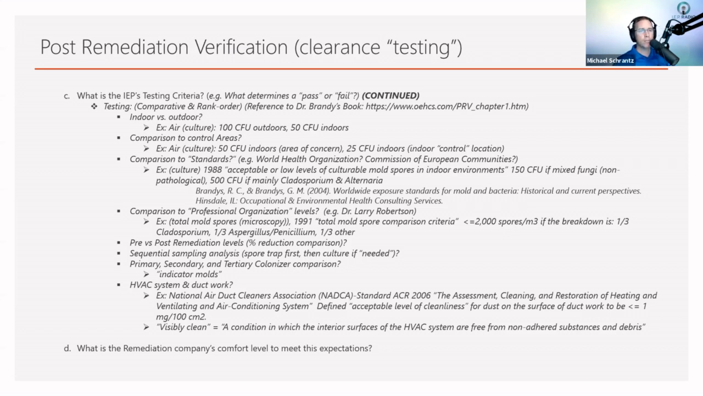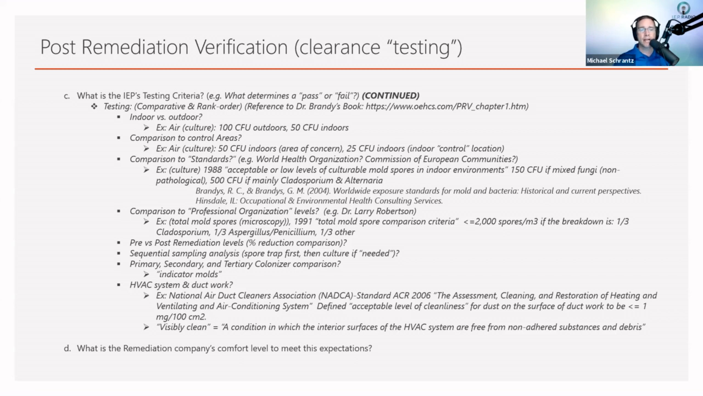There's also comparison of data against data collected from professionals such as Dr. Larry Robertson, who worked with the state of Texas back in 1991, had come up with this mold spore criteria, which basically said that in an air sample, it needed to be less than or equal to 2,000 spores per cubic meter if the breakdown was 1/3 Cladosporium, 1/3 combination of Aspergillus-Penicillium species, and 1/3 other. So again, crude measurement, but it was something that stuck really well, that you may find an IEP is going to use as a broad criteria to pass or fail your containment area.